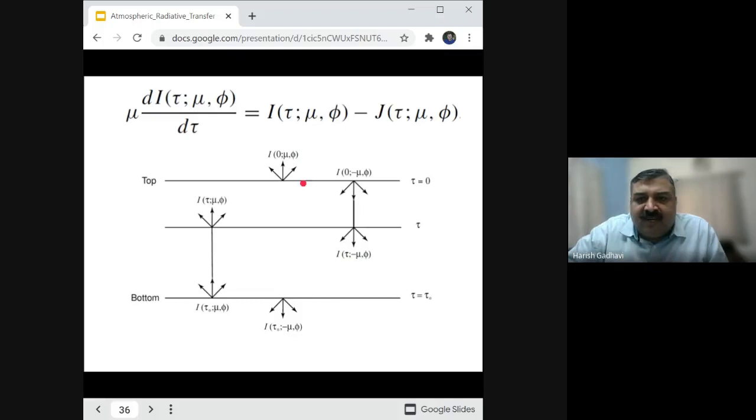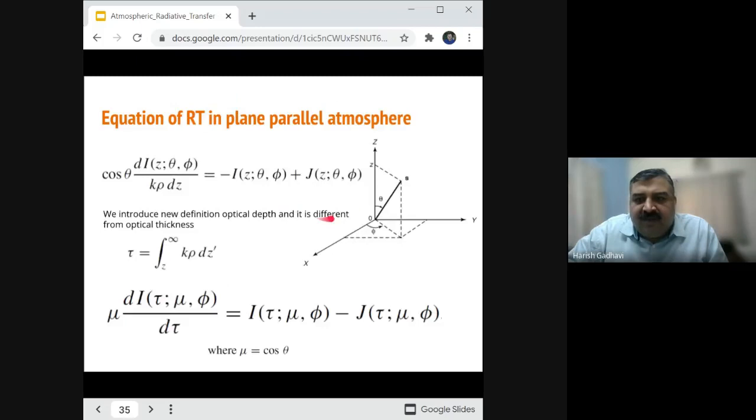Another convention was regarding mu. Your vertical direction is always fixed. It is always taken from the surface toward the sky, positive. Suppose your radiation is going from the surface toward the sky, then this theta is your mu. This theta is less than 90 degrees, and if you calculate the cos, it will be a positive number.